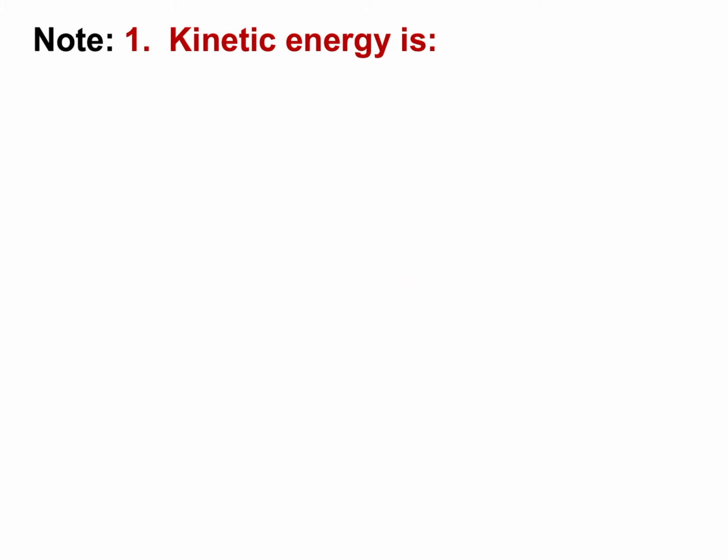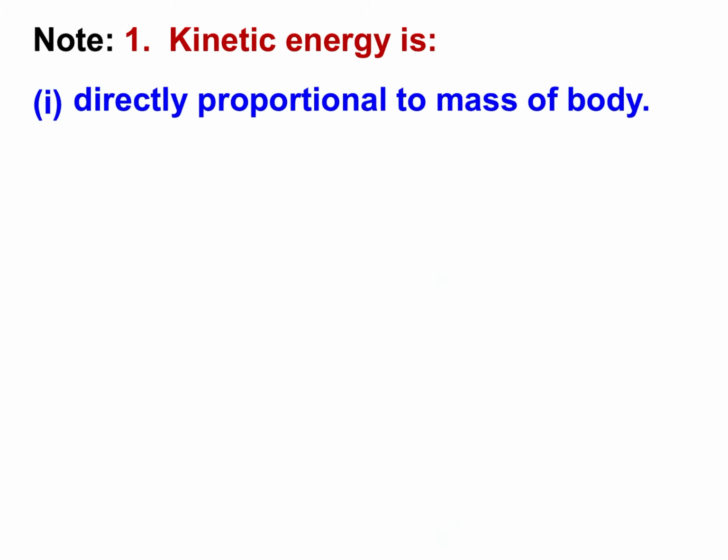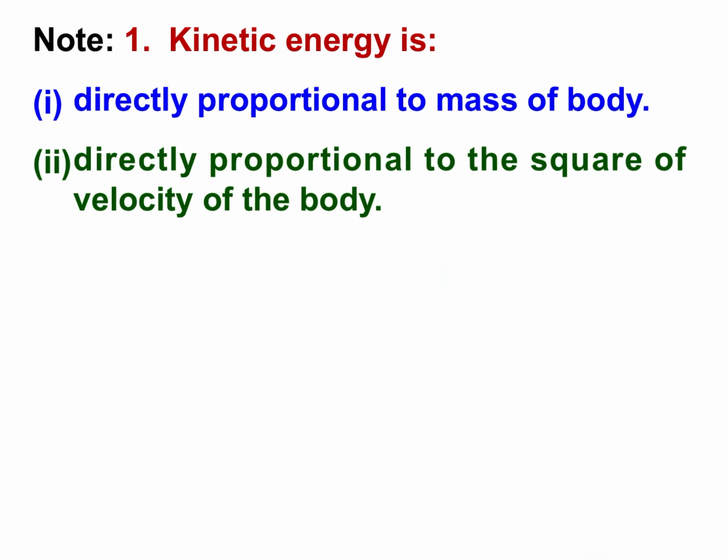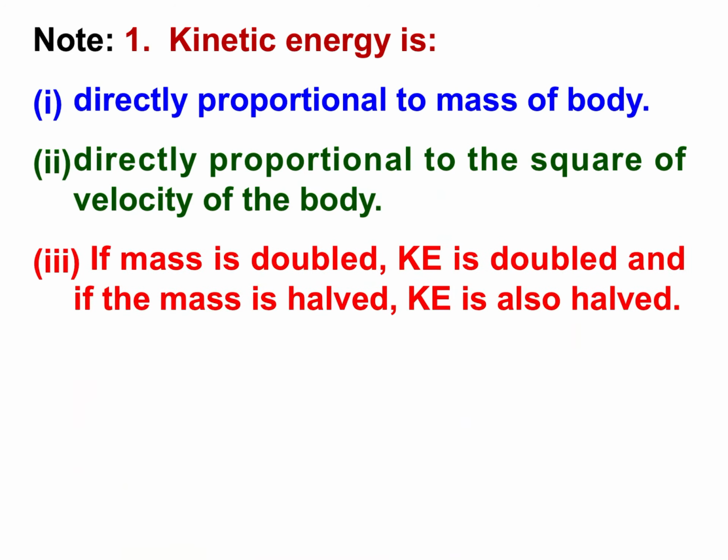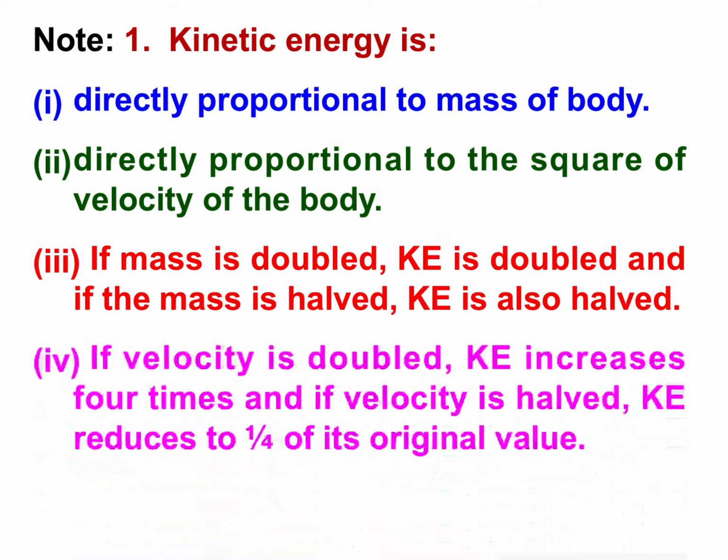Note, these are some points related to kinetic energy. Number one, kinetic energy is directly proportional to the mass of the body and directly proportional to the square of the velocity of the body. If the mass of the body is doubled, kinetic energy is also doubled. If the mass of the body is halved, kinetic energy is also halved, because kinetic energy is directly proportional to the mass. If the velocity of the body is doubled, kinetic energy increases 4 times. And if velocity is halved, then kinetic energy reduces to 1/4 of its original value.